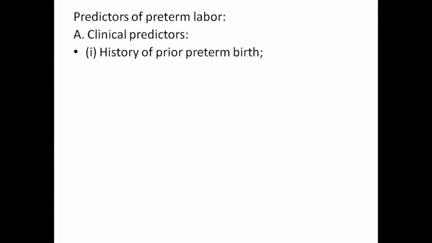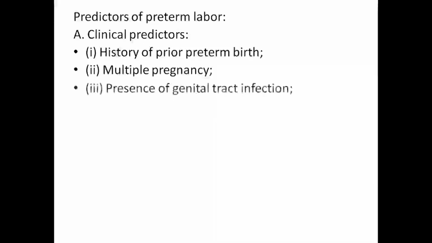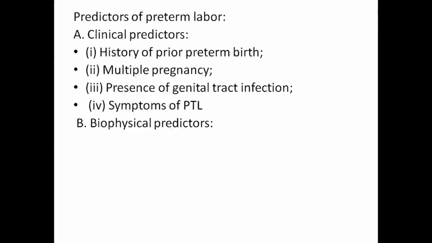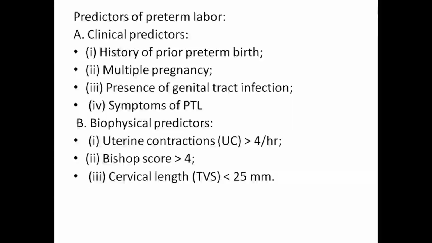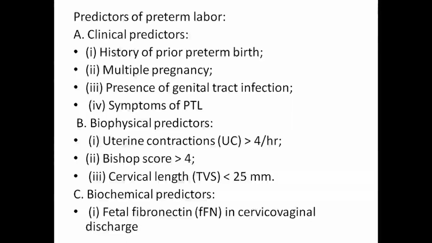The predictors of preterm labor include clinical predictors: history of prior preterm birth, multiple pregnancy, presence of genital tract infection, symptoms of preterm labor. The biophysical predictors include uterine contractions more than 4 per hour, Bishop score more than 4, cervical length less than 25 millimeters, and biochemical predictors include fetal fibronectin in cervicovaginal discharge.